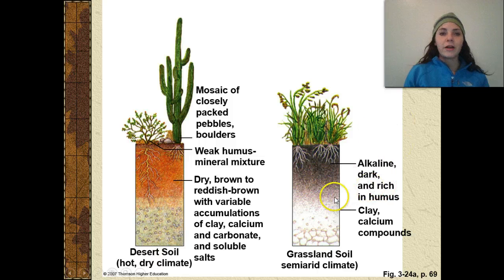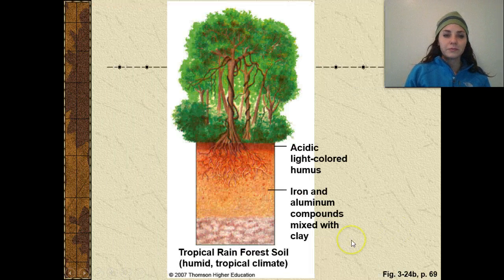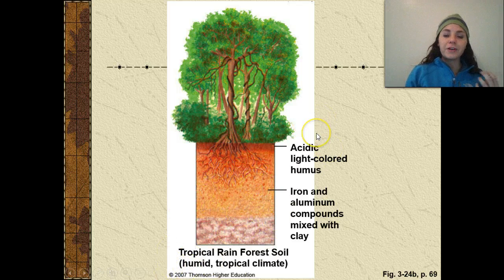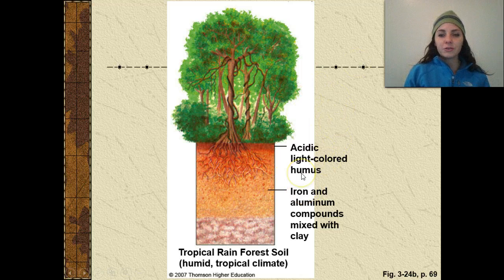This can be very alkaline, meaning very basic. So it's dark and it's very rich in the humus, and it's composed of clay and calcium compounds. Our tropical rainforest is characterized by very humid, lots of moisture, lots of biodiversity, and it tends to have a much more acidic soil. It's very light colored humus, and then the next layer has a lot of iron, aluminum compounds mixed with the clay.